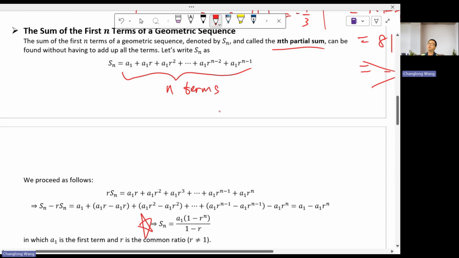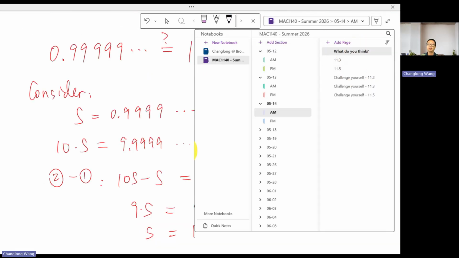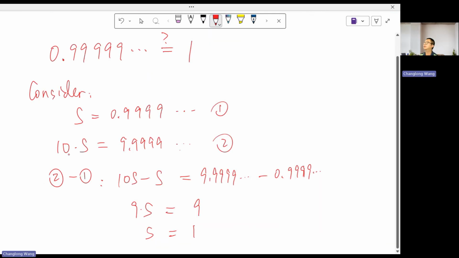So now remember what that little trick worked out for the 0.9 thing, right? So you multiply something, in this case, the common ratio. But did we actually multiply the common ratio? Go back. So I multiplied by 10. So is the 10 a common ratio? What do you think?